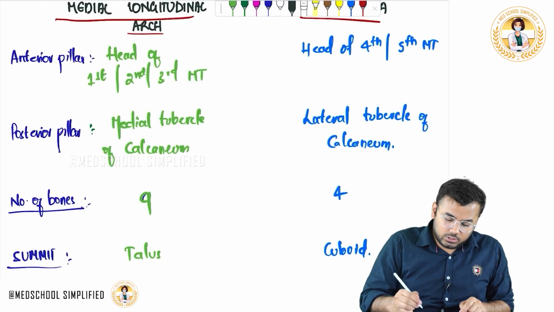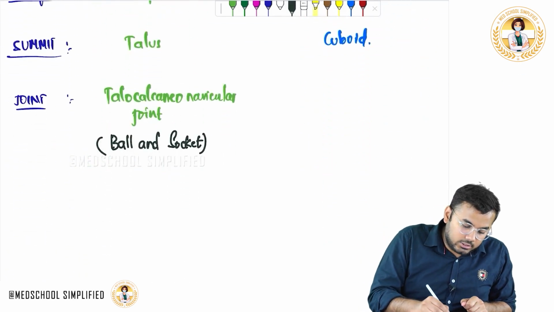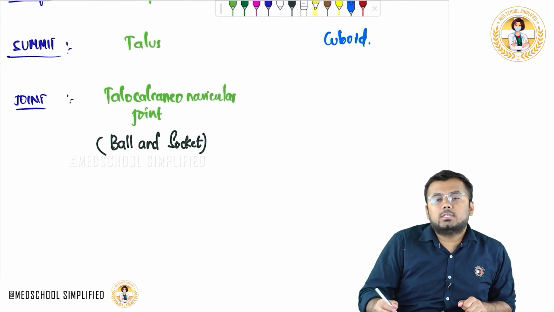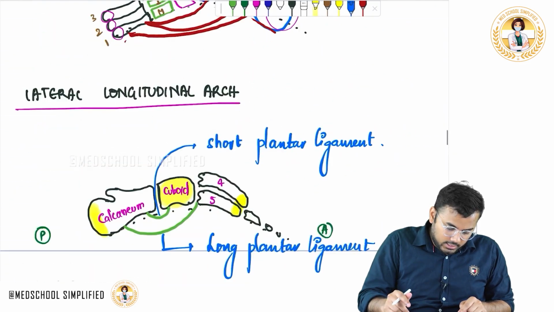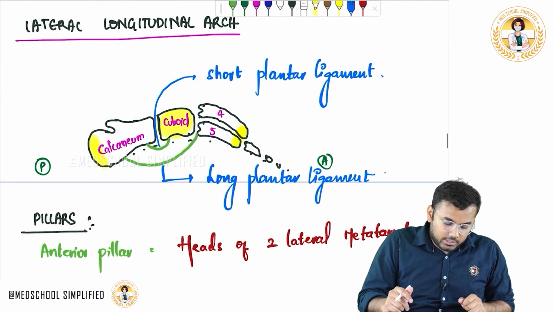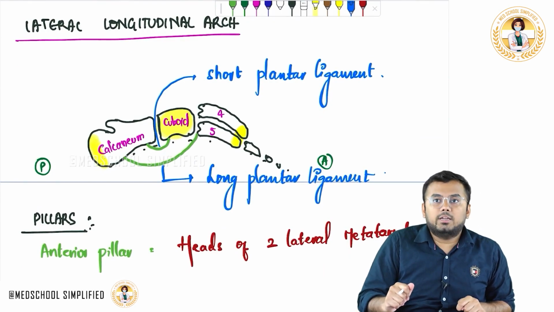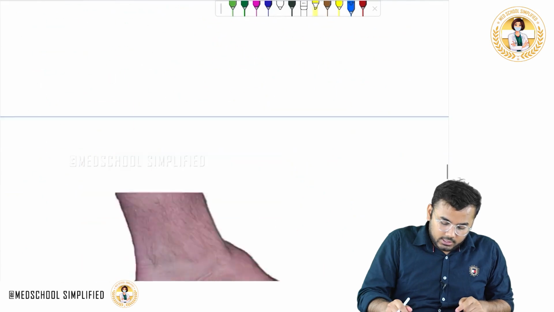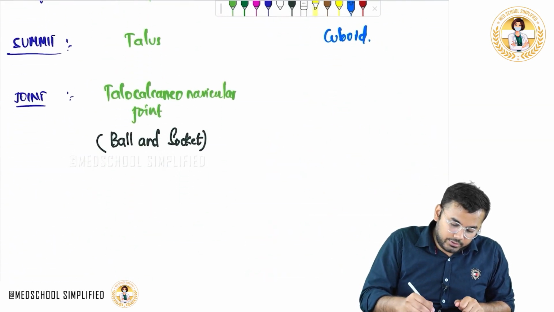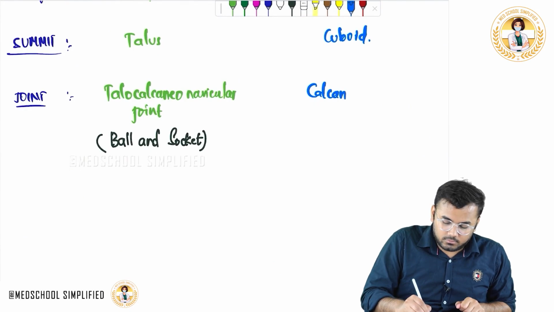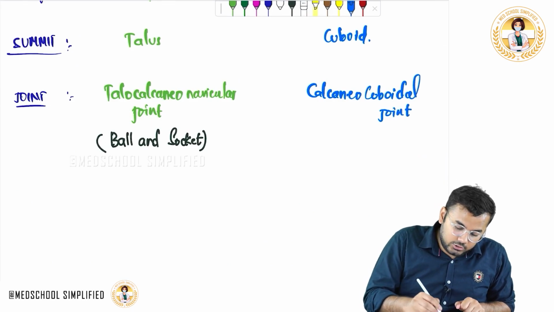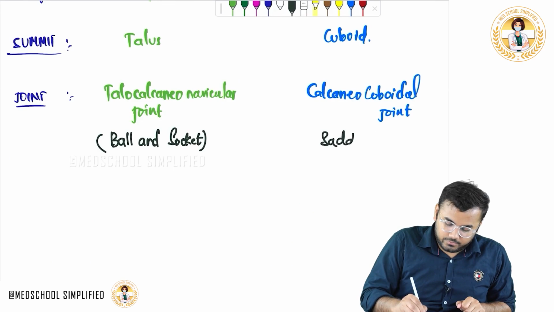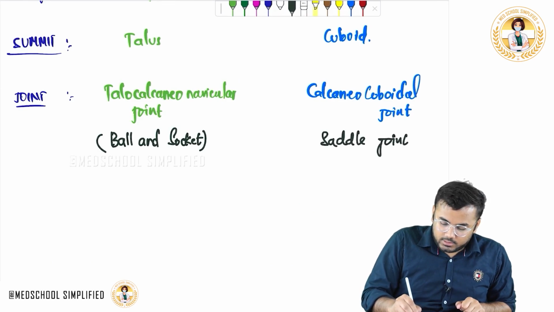Now when it comes to the joint in case of the lateral arch, the joint here, which I already told you, is between the calcaneus and cuboid. So the joint between calcaneus and cuboid is the calcaneocuboidal joint, and remember that this is a saddle joint.